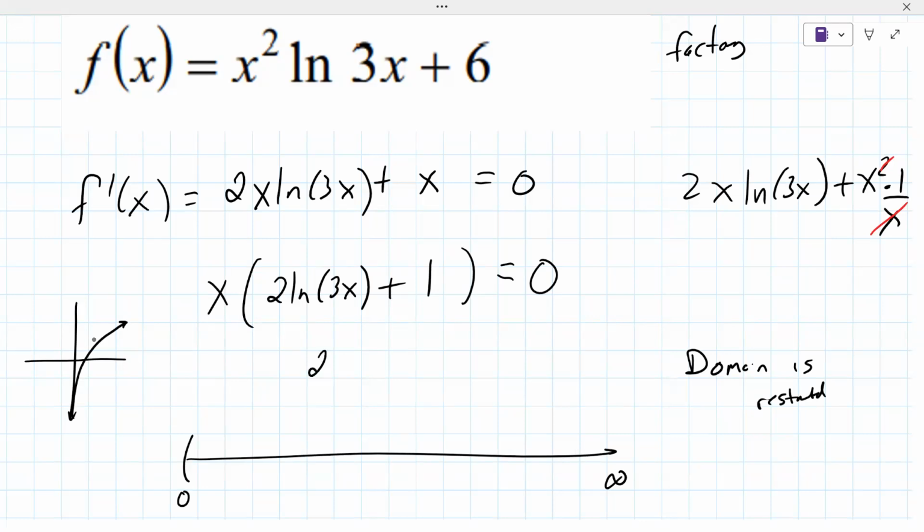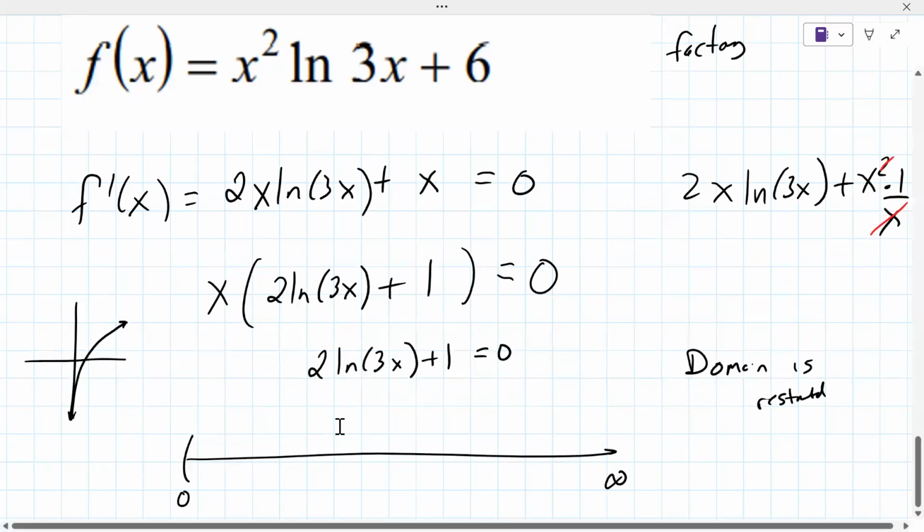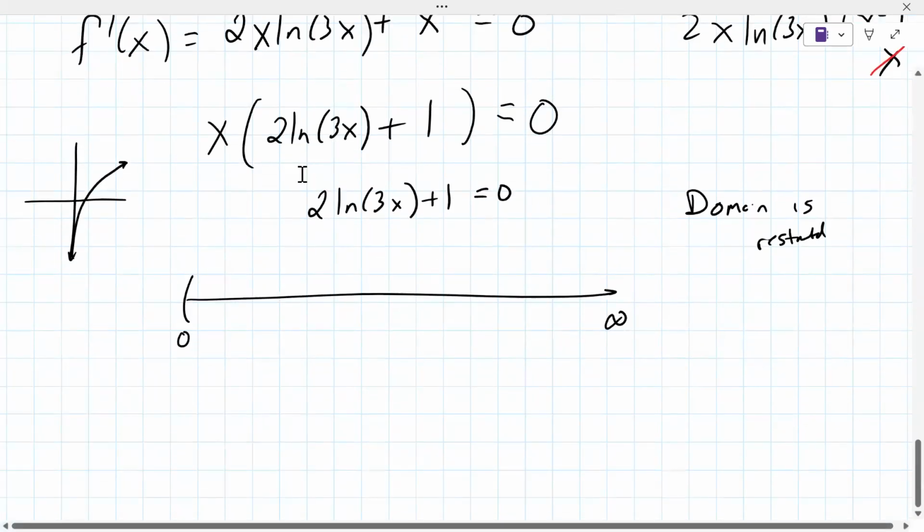Now, do you remember how to solve 2 natural log 3x plus 1 equal to 0? No, I have no idea. Okay. All right. I like that at least you didn't try to say, oh yeah, I've seen that before.